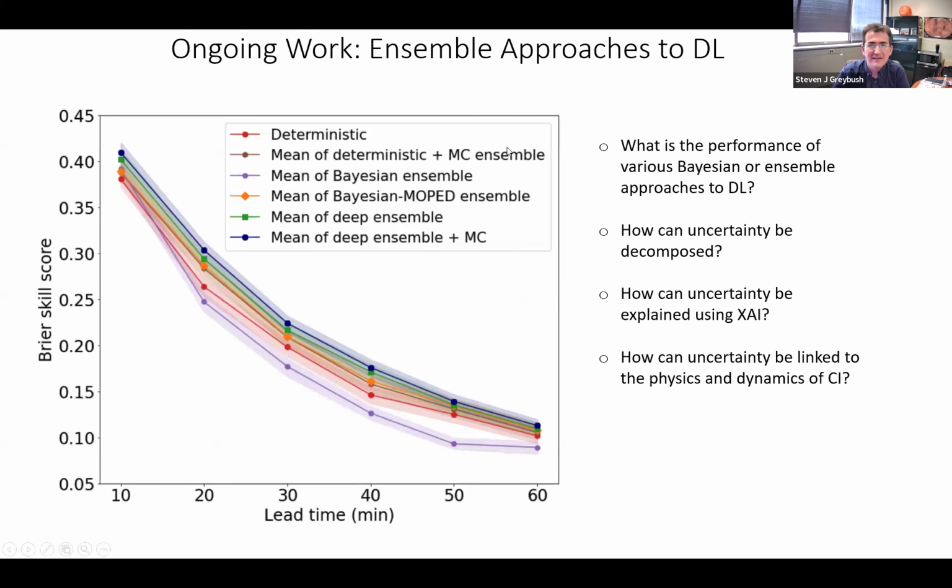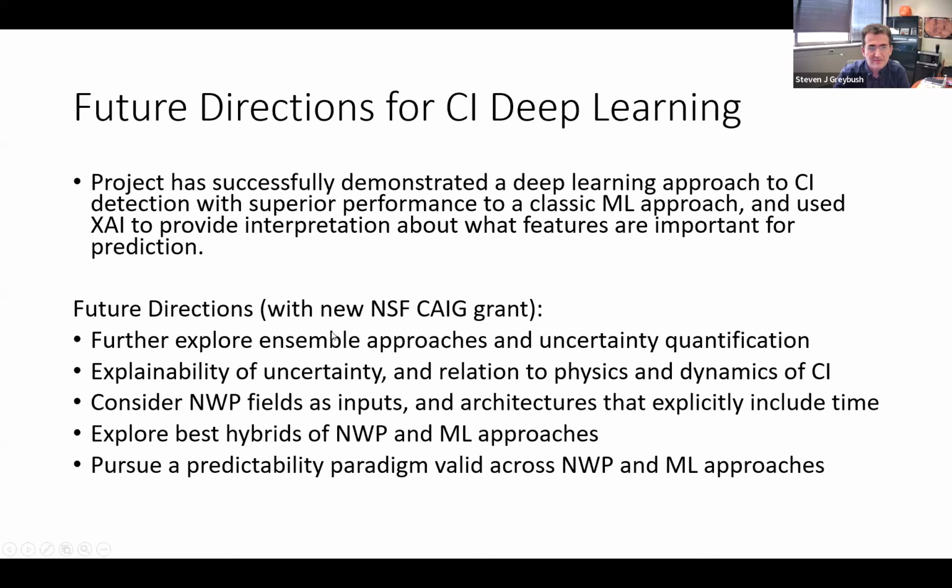Okay, so we can compare these different ensemble approaches as a function of skill score. And we're seeing that many of them do better than the deterministic outcome as far as the Brier skill score. And then coming up to the future directions, where do we want to take this? So this project has successfully demonstrated a deep learning approach to CI with superior performance compared to a classic machine learning approach. And we looked at interpretation and also uncertainty quantification.